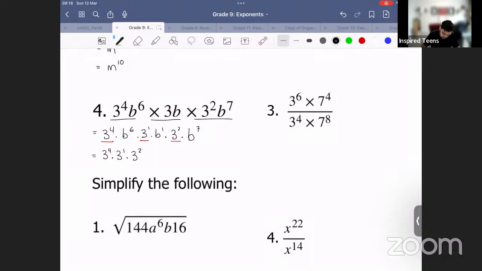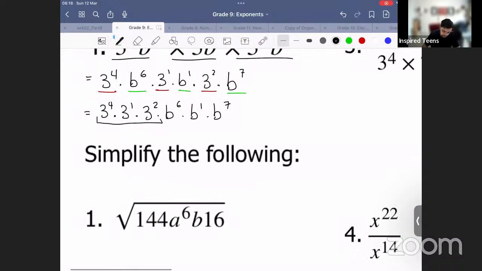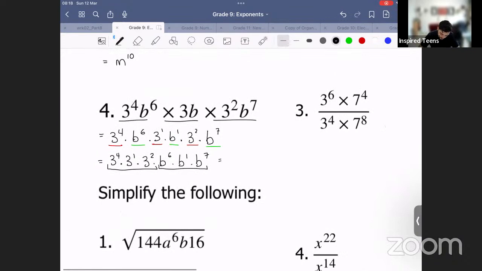Okay, multiplied by b to the power of 6 times b to the power of 1 times b to the power of 7. I'm grouping the b's. And I can simplify, because that's multiplication of the same bases. Okay, I'm going to work here. Basically, 3 to the 4 plus 1 plus 2 times b to the 6 plus 1 plus 7, which is equal to 3 to the 7 times b to the 14.